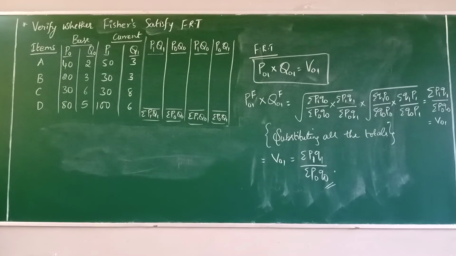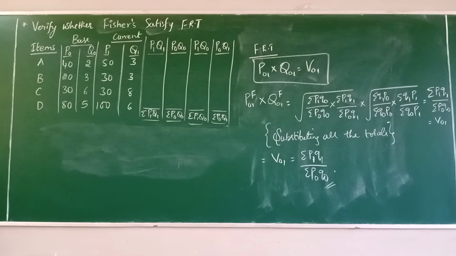So first thing, write down Fisher's formula: summation P1 Q0 by summation P0 Q0 multiplied by summation P1 Q1 by summation P0 Q1, under the square root. That is P01 F. Now multiplied by the quantity index number in Fisher's, which you need to write as the square root of summation Q1 P0 by summation Q0 P0 multiplied by summation Q1 P1 by summation Q0 P1.